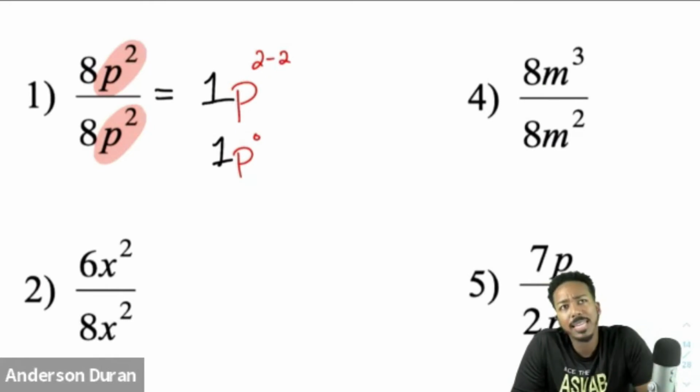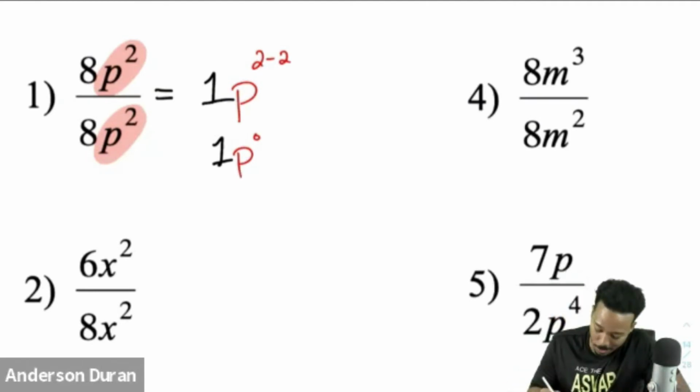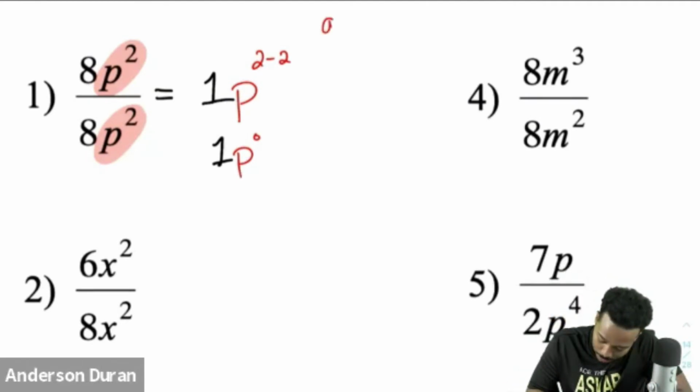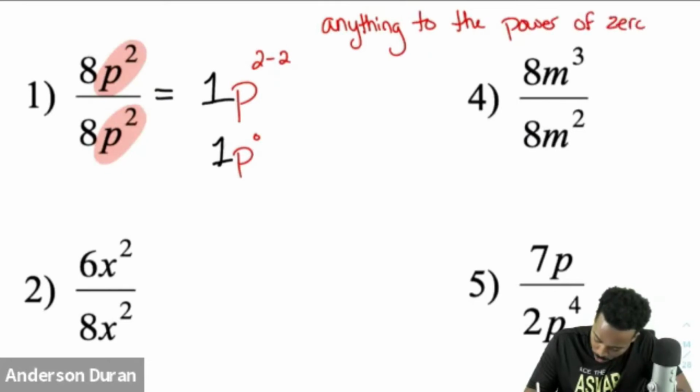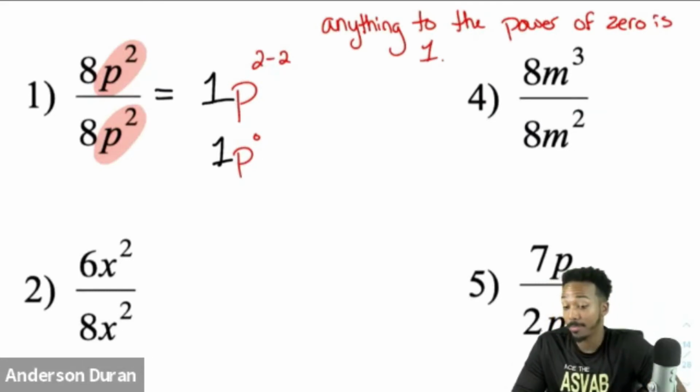everybody, what is anything to the power of 0 going to be? Not 0. Anything to the power of 0 is 1. Exactly. So one more time: 2 to the power of 0 is 1. All right. Got to know that.